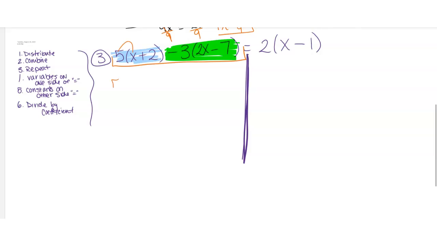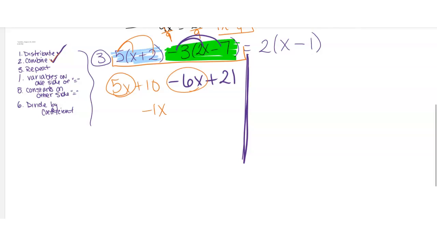5 times 1x is 5x. 5 times 2 is positive 10. Now let's multiply the negative 3 times 2. That's negative 6x. Negative 3 times negative 7 is positive 21. So we did our distributive. Now we're going to combine like terms. We can combine the 5x and this negative 6x. We get negative 1x. And then we're going to combine 10 and 21, and that gives us 31. We can't do anything else, so now we're going to repeat that same process on the right side.